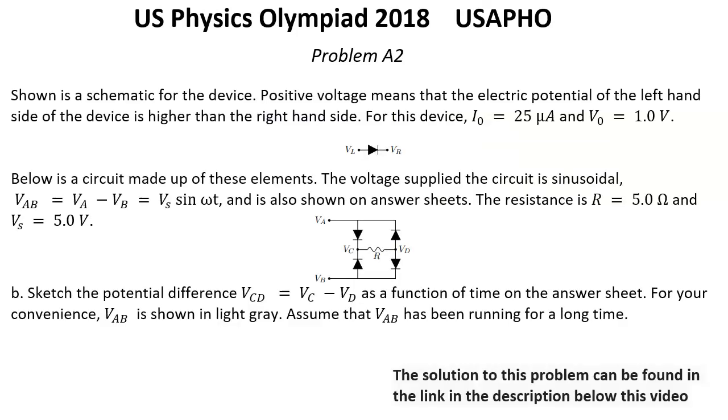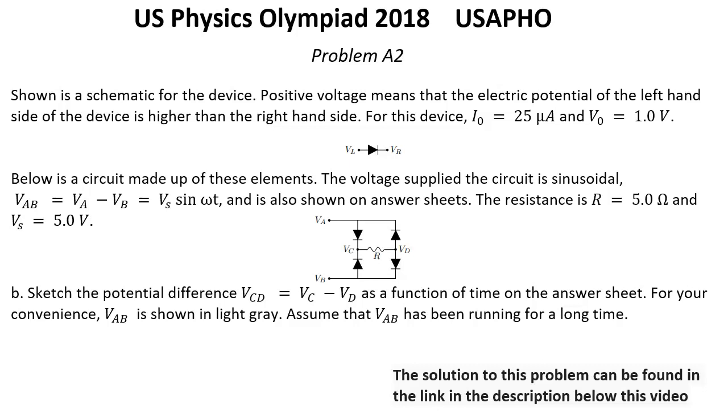Shown is a schematic for the device. Positive voltage means that the electric potential of the left hand side of the device is higher than the right hand side. For this device, I0 equals 25 microamperes and V0 equals 1 volt. Below is a circuit made up of these elements.